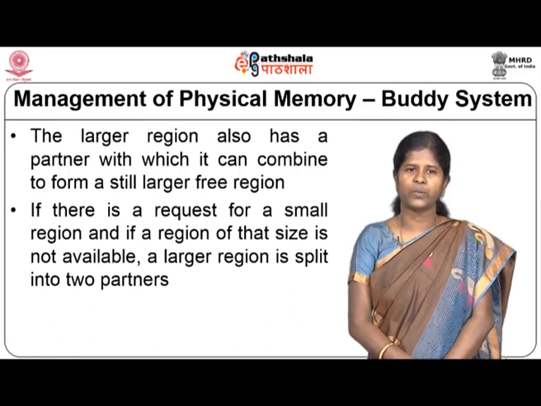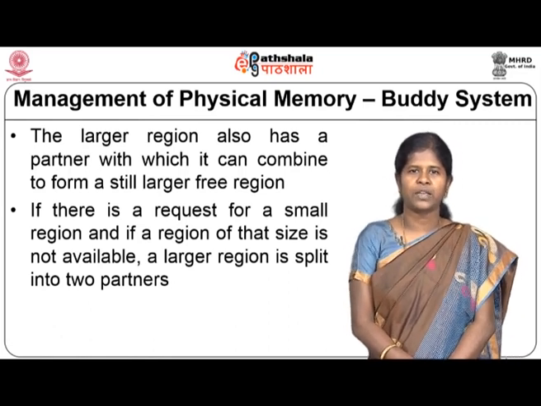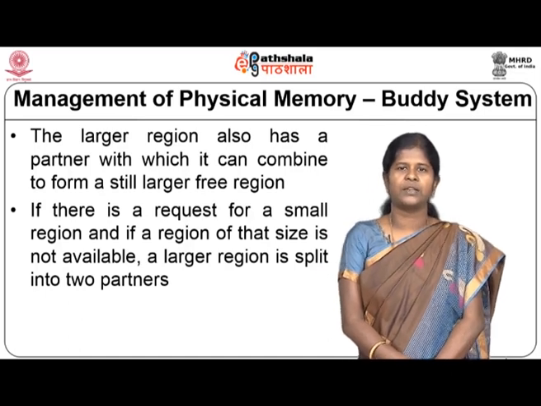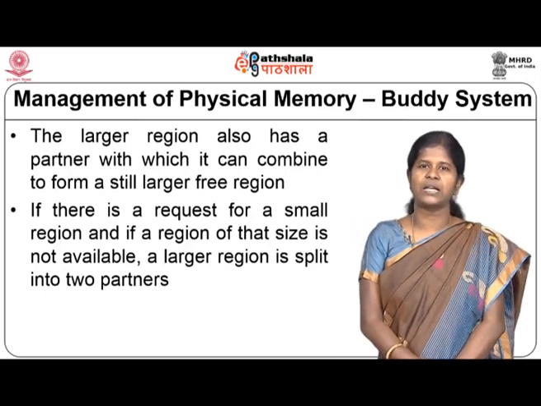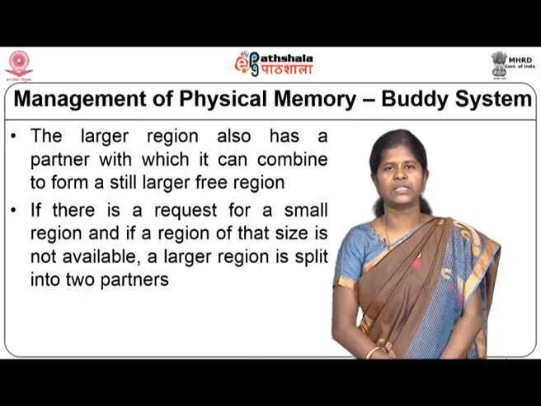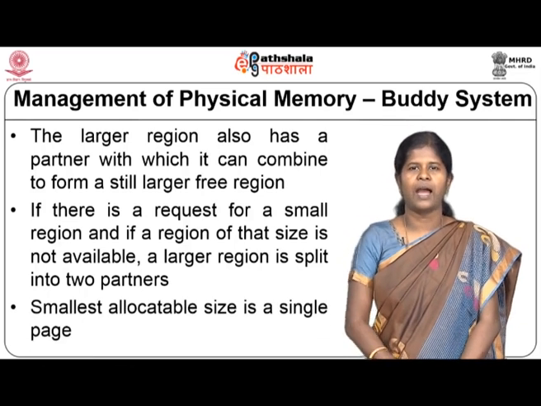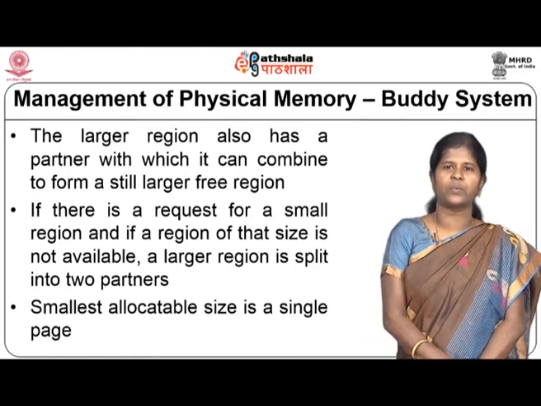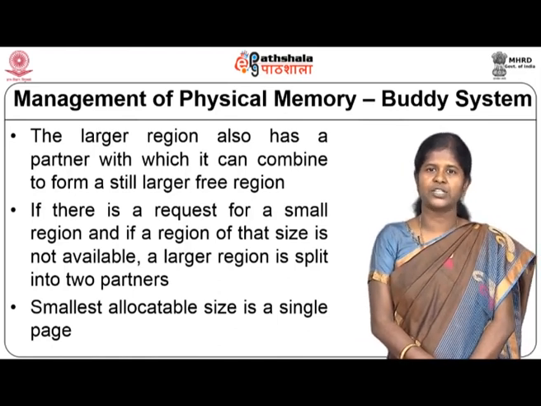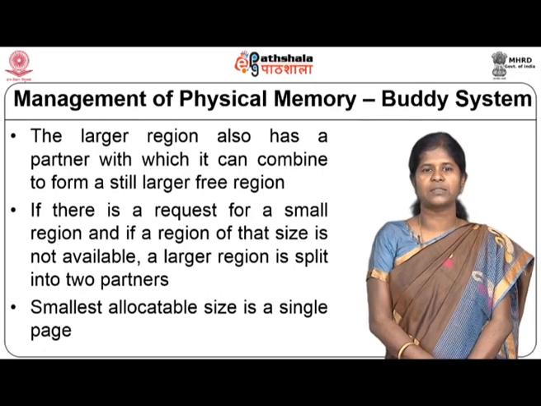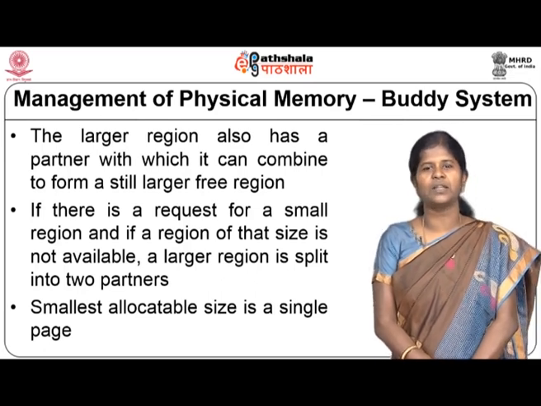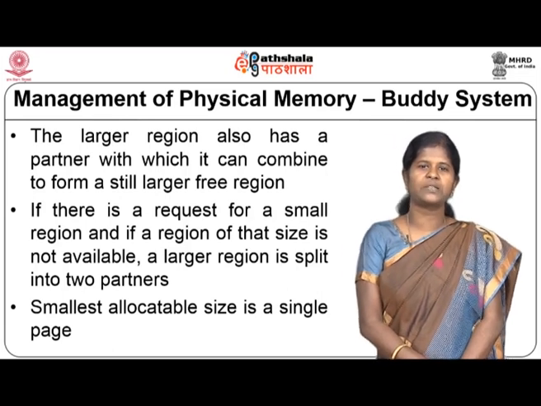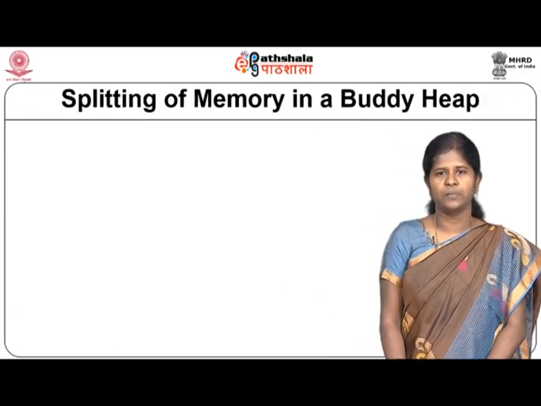If there is a request for a small region and that region size is not available, then what is done? A larger region is picked up and split into two partners, and those two partners are checked to see if you can allocate for the smaller request. Even if it is still larger, it will again be split into two more partners, but the splitting can happen only till it reaches the size of a page, that is, the smallest allocatable size is a single page.